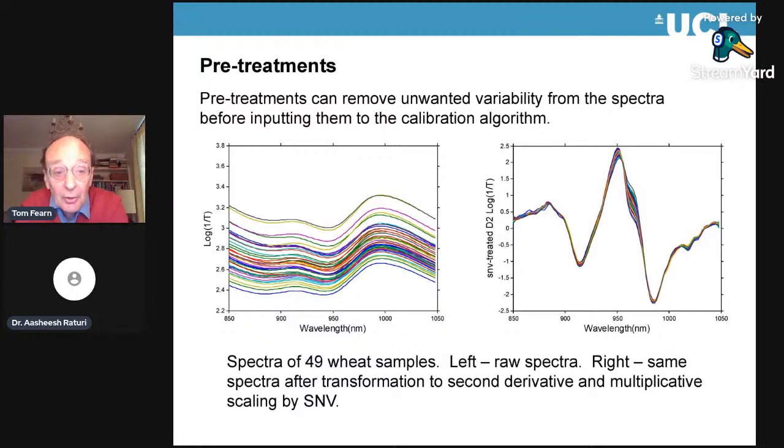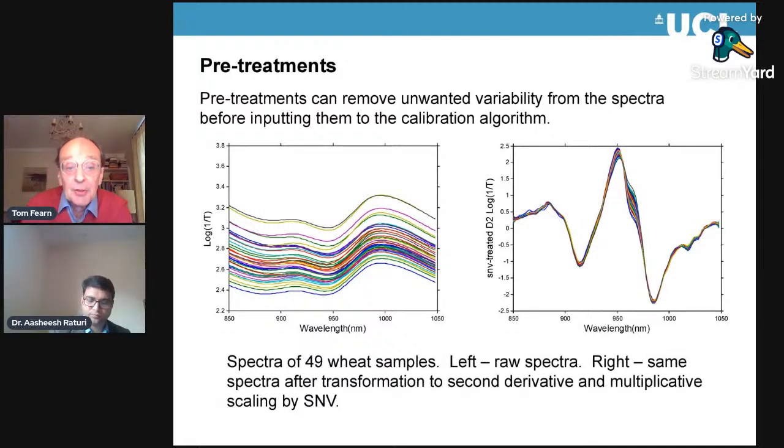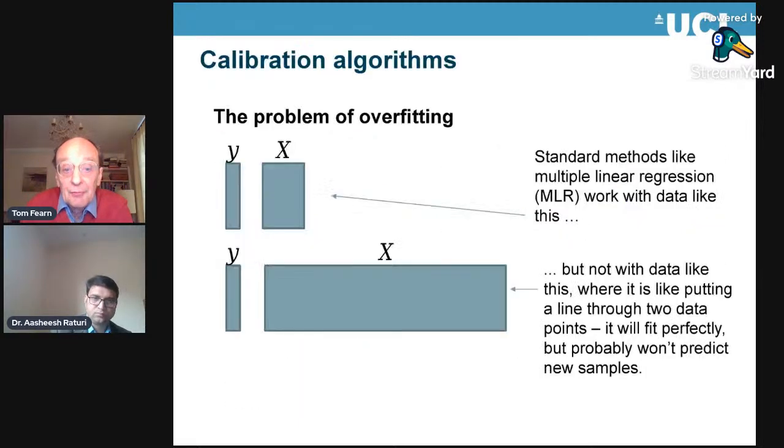There's also information on proteins and oils, but they're much smaller peaks. There are some around just above 1,000 nanometers where there's some spreading out of the spectra. So it's often good to do pre-treatments to take out some of the unwanted variability. But then after that, what you need is some sort of algorithm that's going to give you a prediction equation.